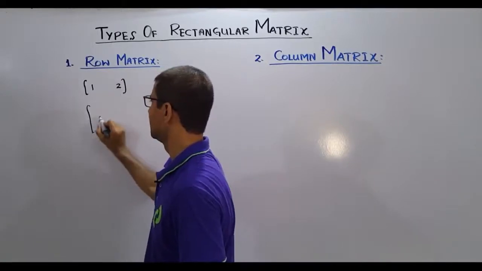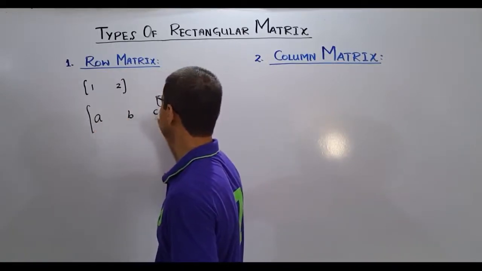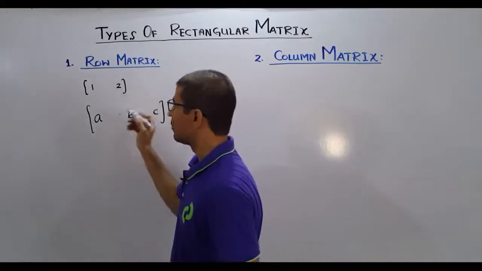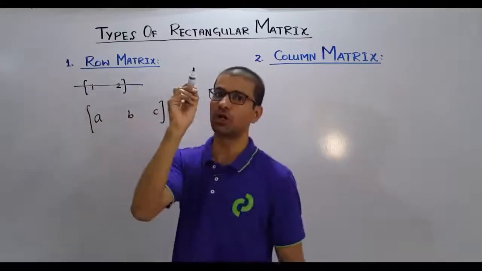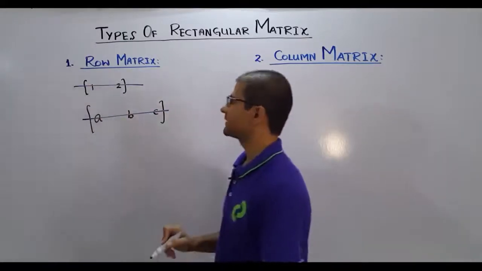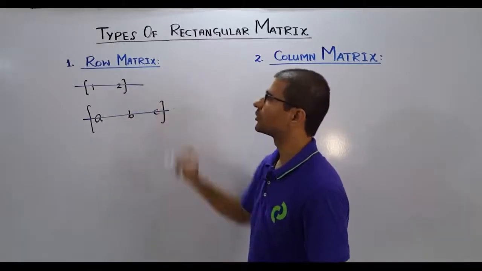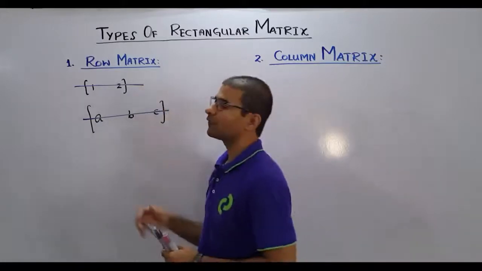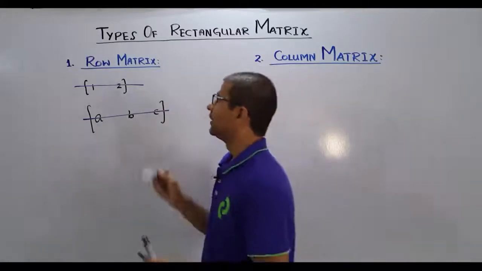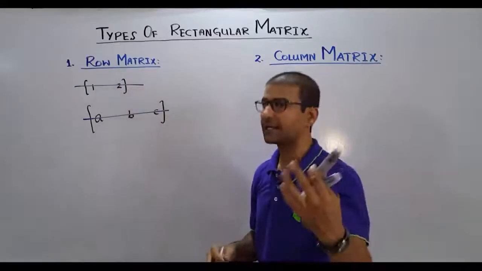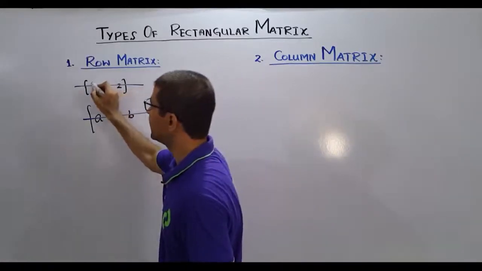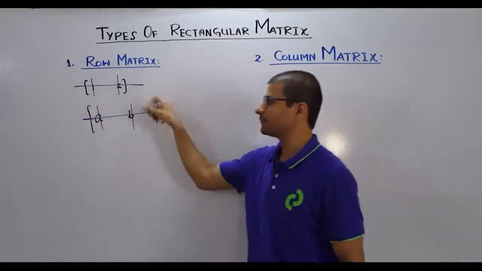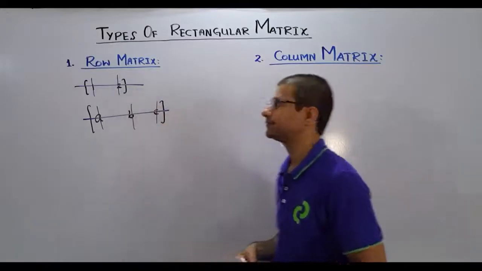Next example, A B C. These are row matrices. Why? Because they have only one row. This matrix also contains one row, so these are row matrices. What about the number of columns in a row matrix? A matrix that has one row but different number of columns. It contains 2 columns. It contains 3 columns. That's why they are row matrices.